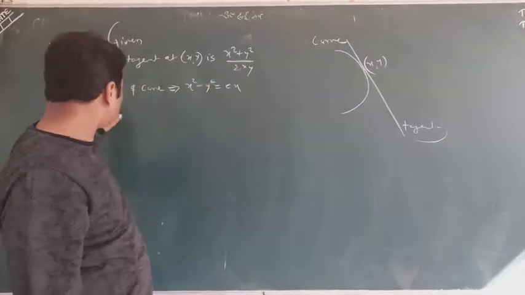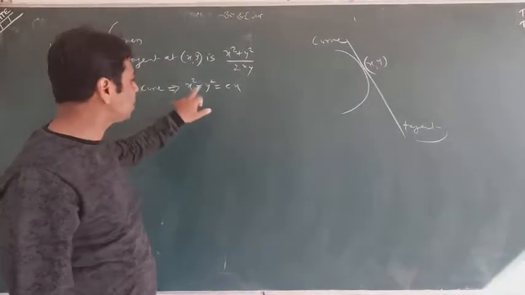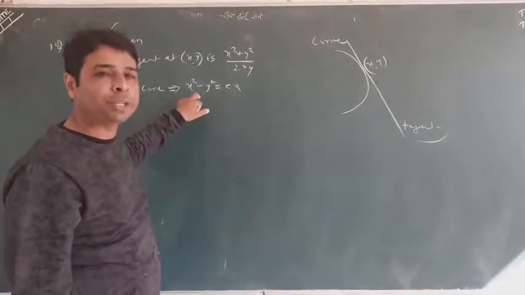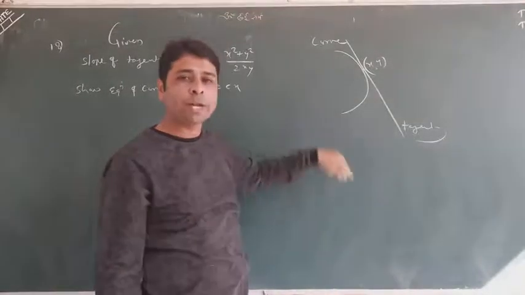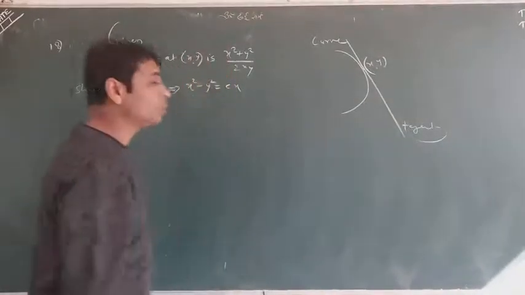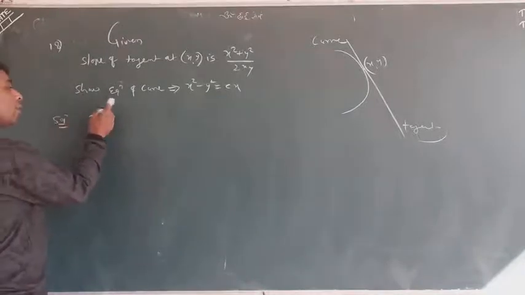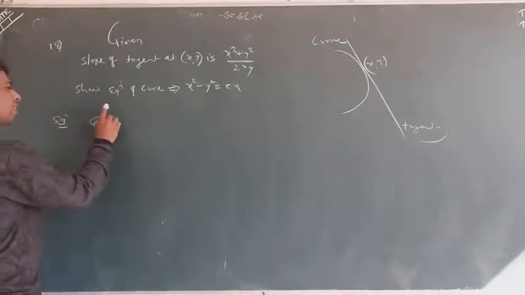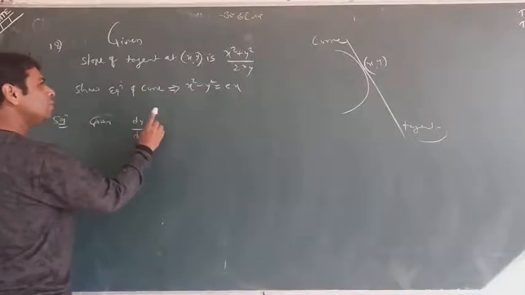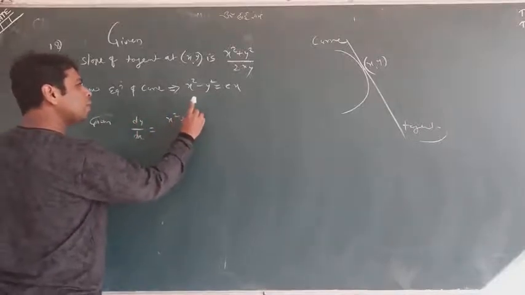And we have to show that the equation of that family of curves is this one. So this is the solution. We can find the equation of the curve by differential equation. So okay, we take here the concept: dy by dx is equal to x squared plus y squared upon 2xy.